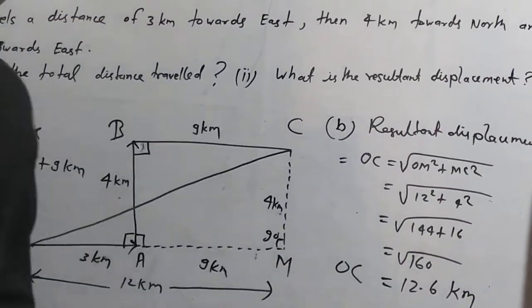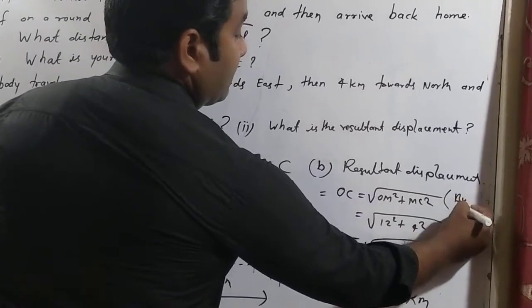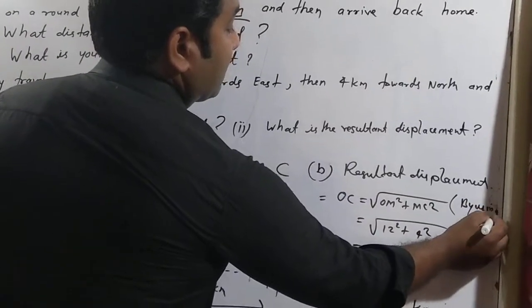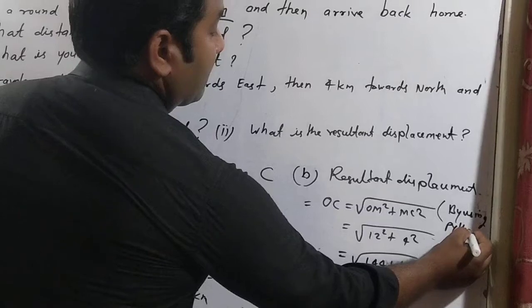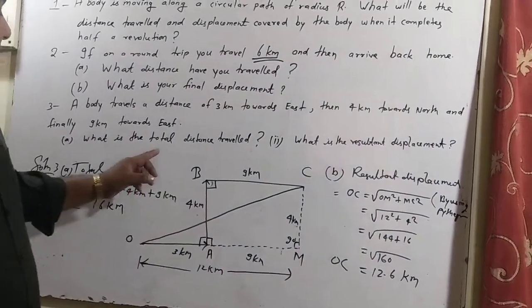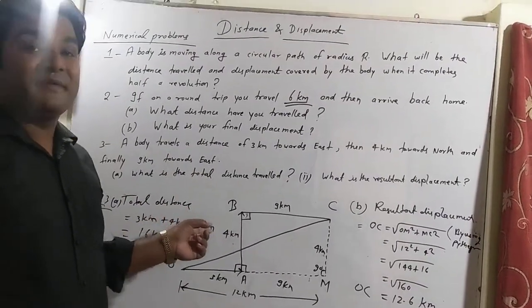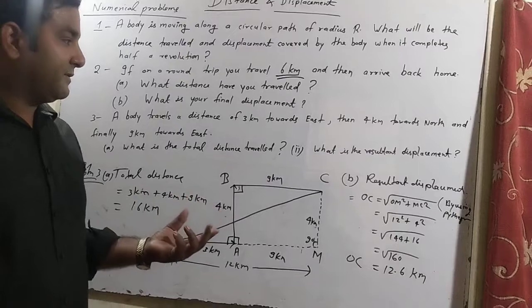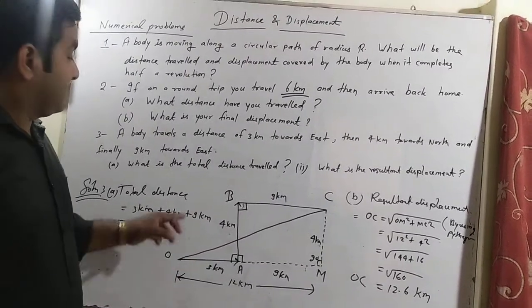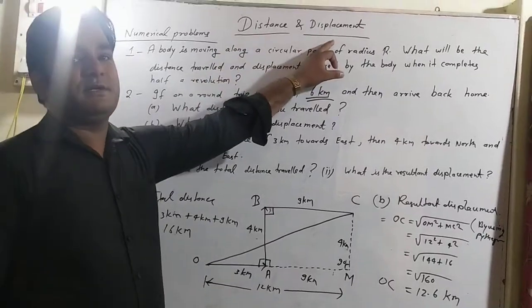And this displacement, how is it calculated? By using Pythagoras theorem. So if we remind ourselves of our previous concept, how the distance value depends upon displacement value, and how displacement value depends upon distance value, we can solve any numerical based on either distance concept or displacement concept.